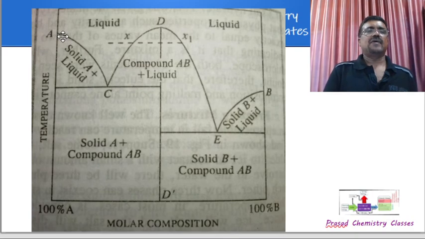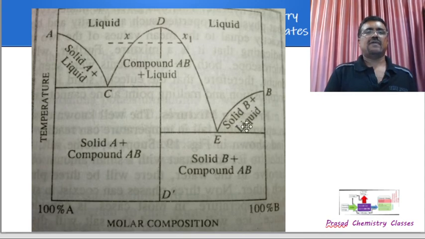Okay. Solid A is the melting point curve of A. Along this AC, solid A is in equilibrium with the liquid melt. D is the melting point of pure AB, and along DEC, compound AB is in equilibrium with the liquid phase. Okay, and B is the melting point curve of B. Here along B, solid B is in equilibrium with the liquid phase. Okay, right.